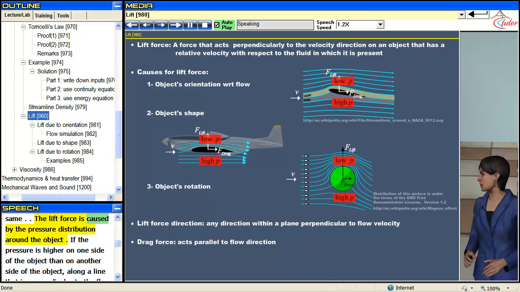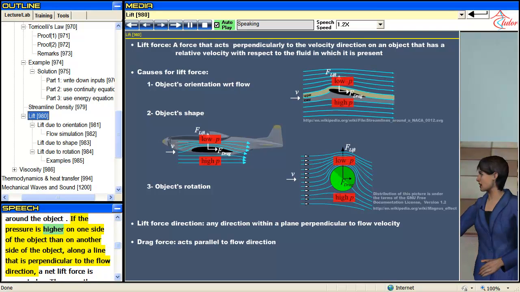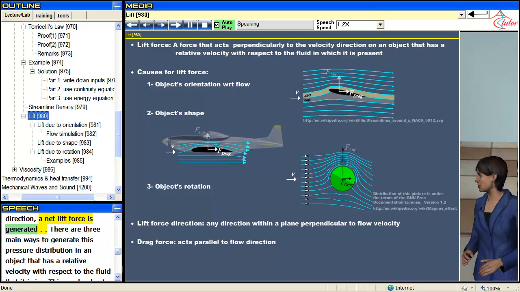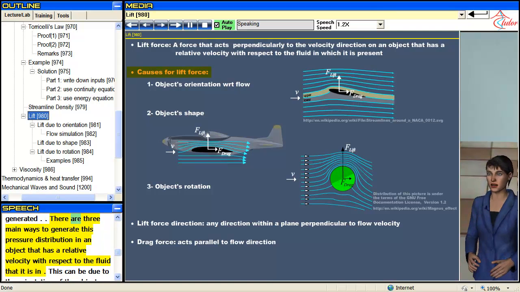The lift force is caused by the pressure distribution around the object. If the pressure is higher on one side of the object than on another side of the object, along the line that is perpendicular to the flow direction, the net lift force is generated. There are three main ways to generate this pressure distribution in an object that has a relative velocity with respect to the fluid that it is in.